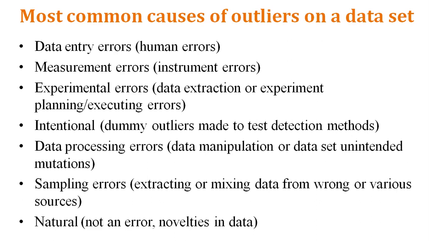Okay. And next one is sampling errors. Sampling errors are very easy to understand, and these are identified whenever the data given to us is wrong. Okay. And next one is natural errors, which are novelties in the data, which are new points in the data, which is not an error but which is not useful for our analysis. They are called novelty errors.